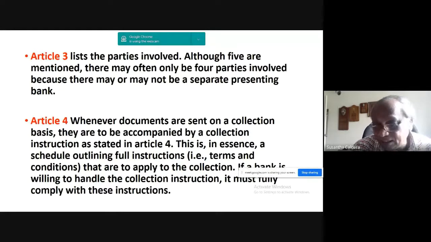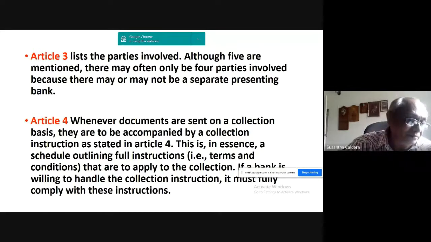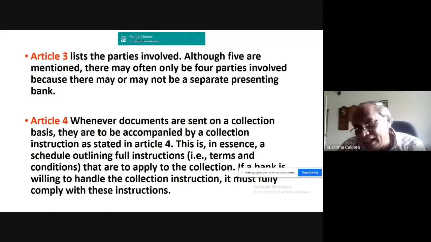It's a common sense question. Remitting bank? Remitting bank is not included. Why?